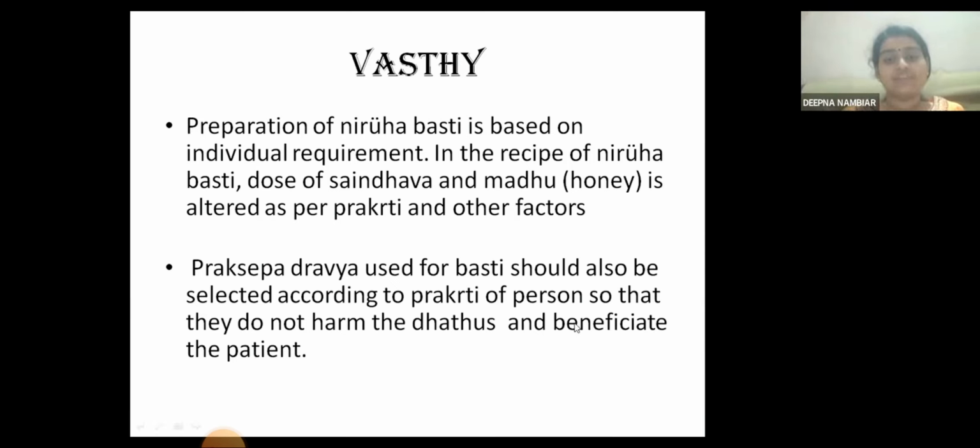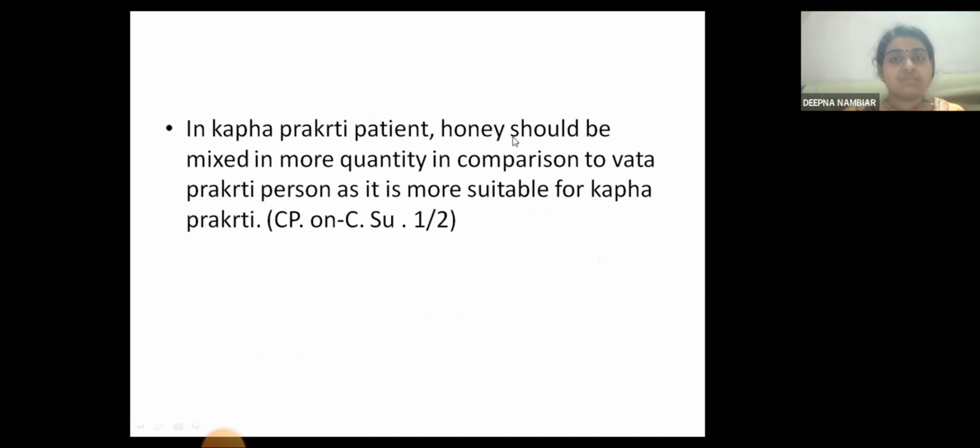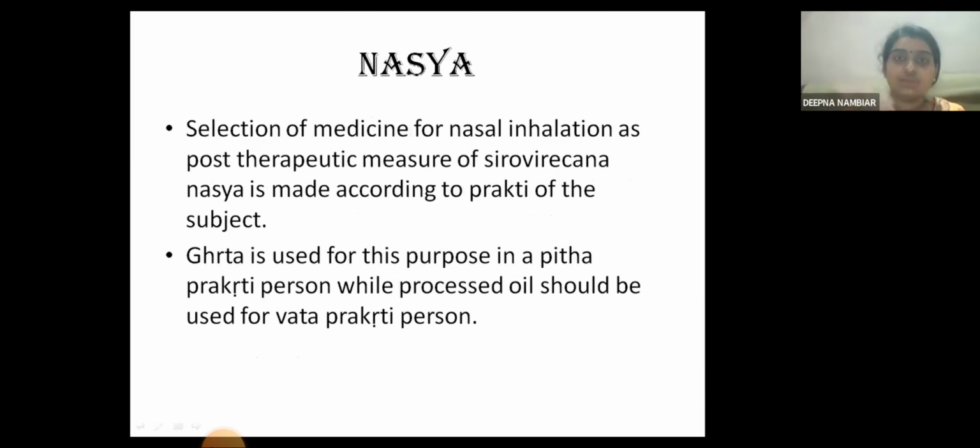And even the Prakshepa Dravyas are selected according to the Prakriti of the person, so that it doesn't cause any adverse effect. In the case of a Kapha Prakriti patient, honey should be mixed in more quantity in comparison to Vata Prakriti, and it is more suitable for Kapha Prakriti persons. The honey is for the Kapha, and the Sneha is for the Vata, as we all know. So its ratio depends upon the Prakriti also.